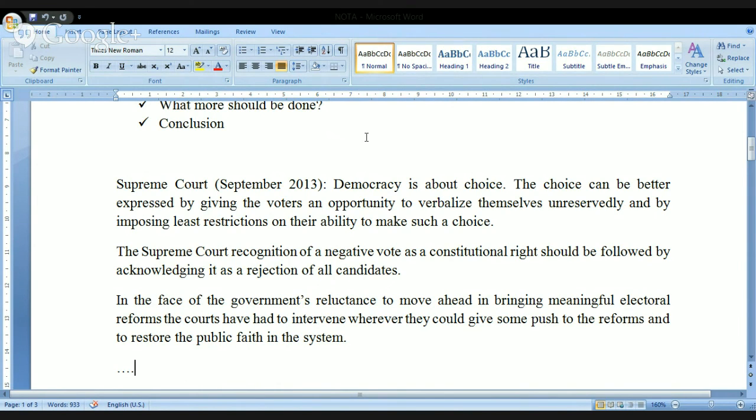In the face of the government's reluctance to move ahead in bringing meaningful electoral reforms, the courts have had to intervene whenever they could, to give some push to the reforms and to restore the public faith in the system. Very, very important. Clear? If the courts are not interfering, the people will lose interest in the entire system here. That's the reason today also we have faith in the system, and the credit goes to the judiciary.